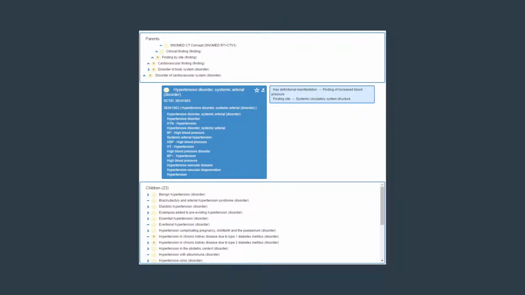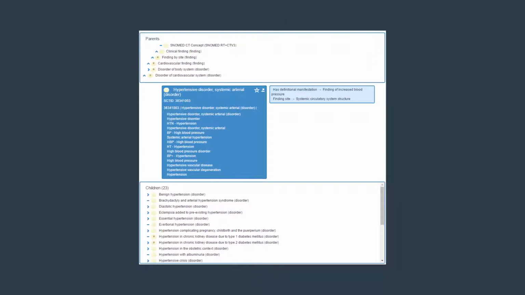This list could be quite useful in processing text notes or problems from a structured list that might contain one or more of these alternative terms. You can also see the hierarchical nature of SNOMED CT. Hypertension is a child of disorder of cardiovascular system, that is a child of disorder of body system, and so on, all the way to the top of the hierarchy. Any intermediate level of this hierarchy could be useful in grouping patients for analysis.